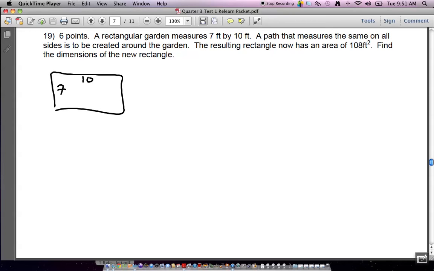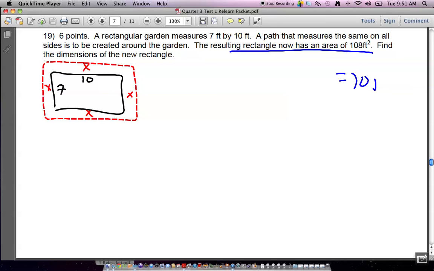7, 10. Then this particular shape is surrounded by a walkway. So let's draw the walkway around the shape. And as I draw that walkway, what I realize is that the distance all the way around is the same. So I'm going to call them x's. Now, the new rectangle, the resulting rectangle, is 108. Now remember, the formula for the area of a rectangle is length times width. So I need to find the length and the width.